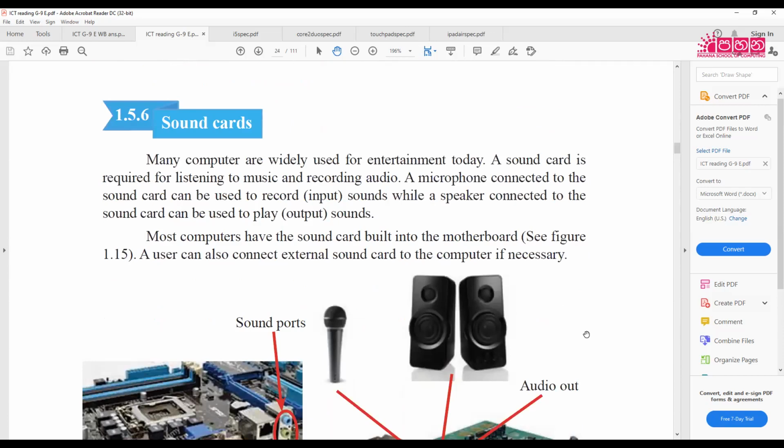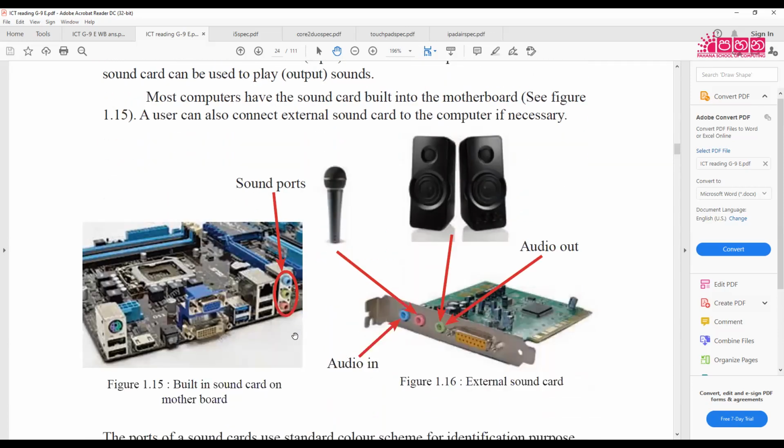Right? You know that if you look at the backside of your computer, you normally see three colored ports like this. Any computer you have, right? Three colors. So you have a light blue, green, and red. You have pink, right? Basically. So these are called sound ports. And then the purpose of these three is different.